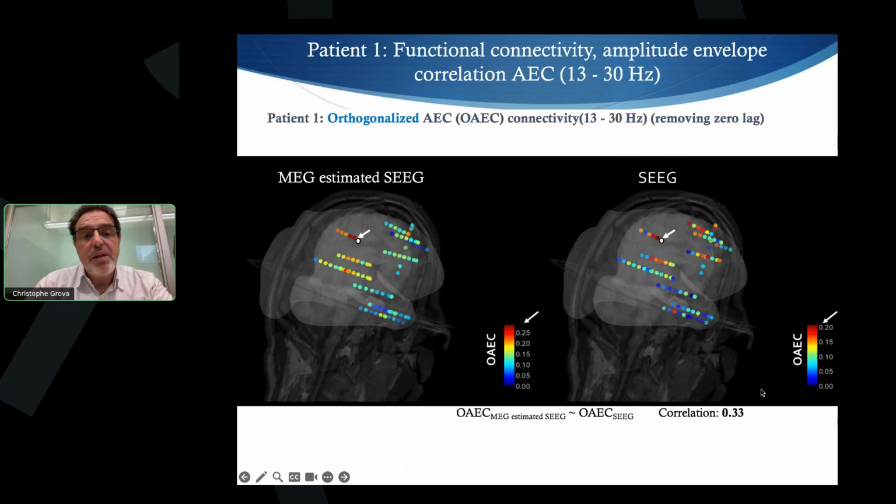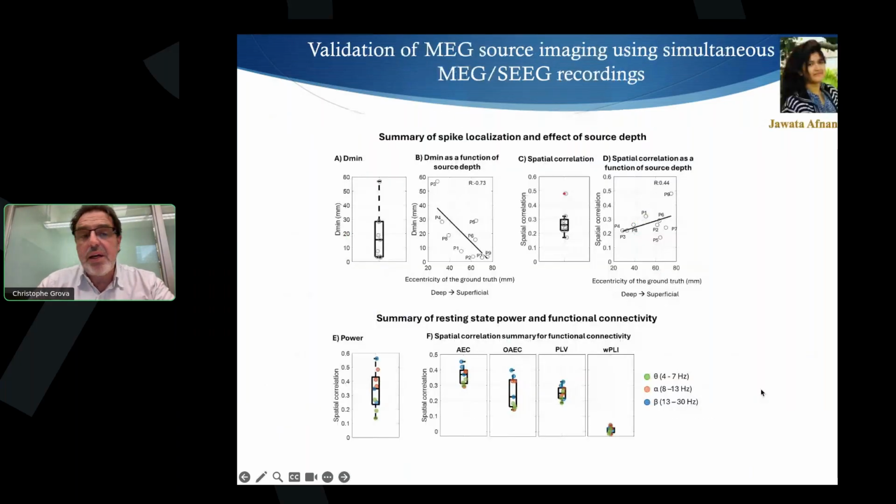And this is my last slide. If I summarize the results for distance to spike over our 9 subjects, we found distances ranging from 1 or 2 millimeters to 2 or 3 centimeters, and of course, as expected, the deepest generators were the most difficult to localize. When localizing resting state oscillatory patterns, we were quite good. The spatial correlation was relatively good, especially in the alpha and beta bands.